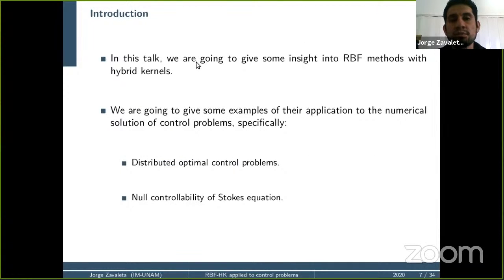In this talk, we are going to give some insight into RBF methods with hybrid kernels, and we are going to give some examples of their application to the numerical solution of control problems, specifically distributed optimal control problems, which I was working on. And I'm also going to give some insight, not very detailed, into null controllability of the Stokes equation.